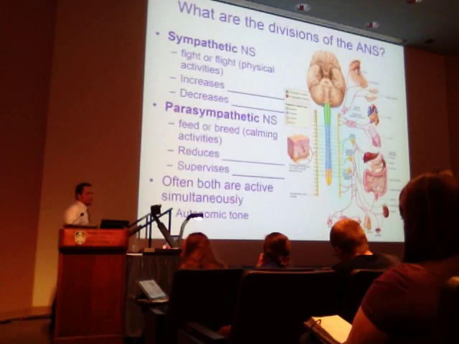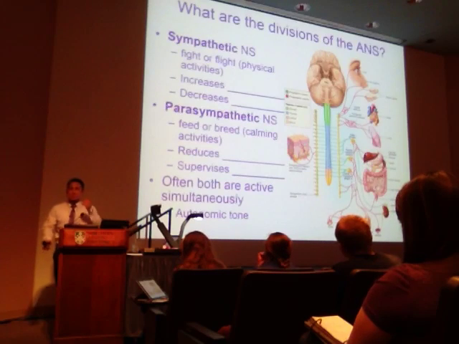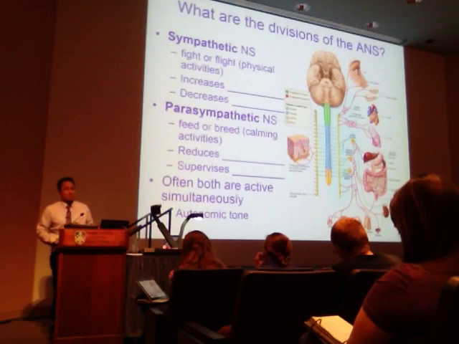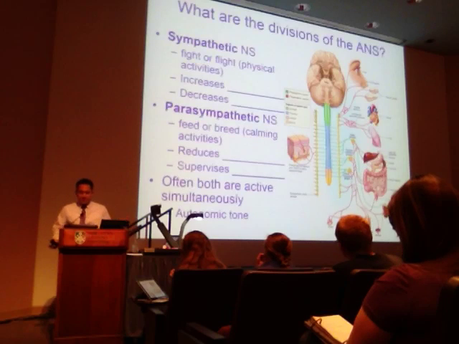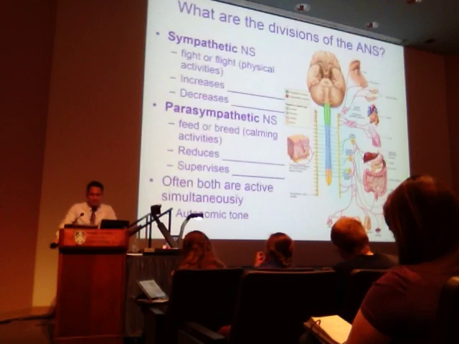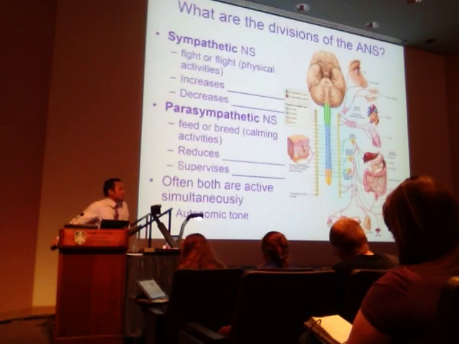So it reduces energy expenditures. It decreases heart rate. It decreases respiration. It increases, or supervises is a better word, digestion and waste elimination.